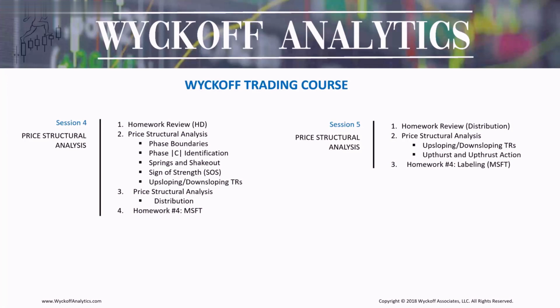And then still to cover, actually, we've covered phase boundaries, right? We've covered phase C identification. I think, yes, so all of this: sprints and shakeouts, signs of strength, upslope and downslope and trading range, those are going to be discussed. Distribution, and then the next homework on Microsoft. This homework is going to be interesting because this is usually the time when I let you do the homework and send it to me, but then I give you the solution as slides, not necessarily discussed in the classroom.